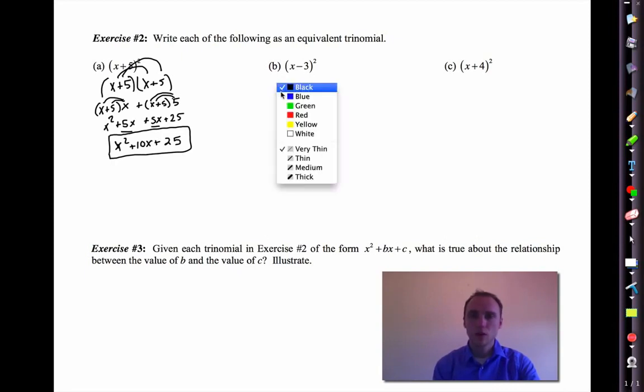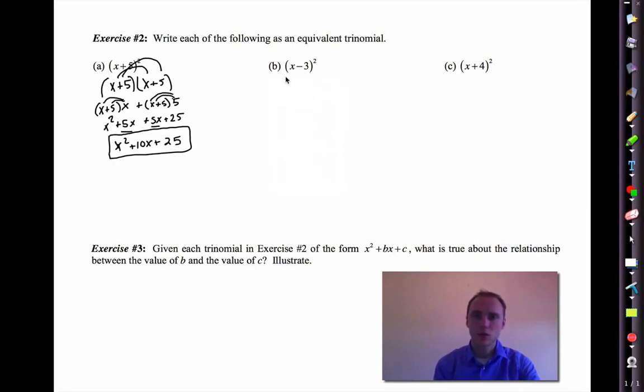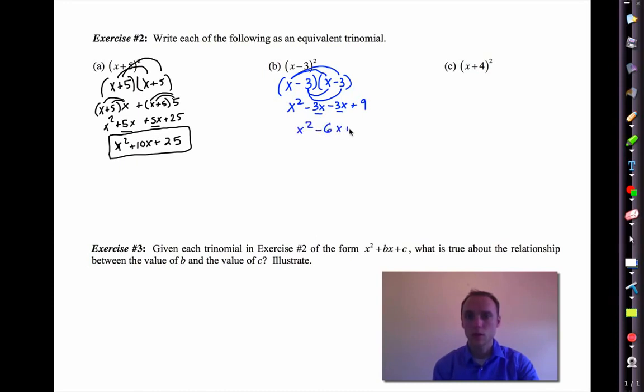All right, so let's try one with a negative sign now. I'll rewrite this one as x minus 3 times x minus 3. And this time, instead of double distributing, I'll distribute each term individually. So I'll get x times x, or x squared, x times negative 3, or negative 3x, negative 3 times x, or negative 3x, and negative 3 times negative 3, or positive 9. Combining my like terms, I get x squared minus 6x plus 9.